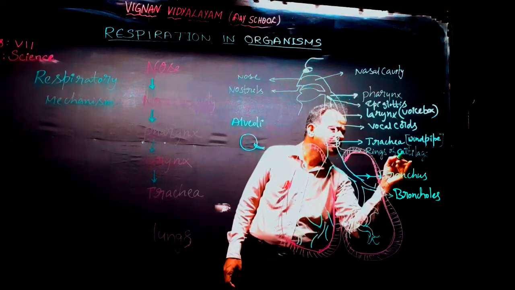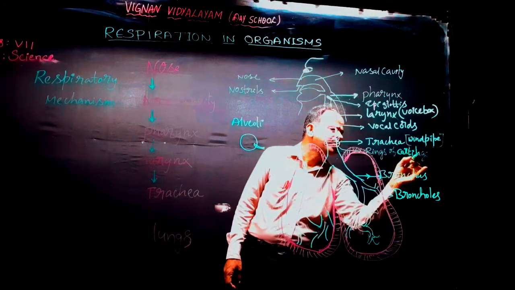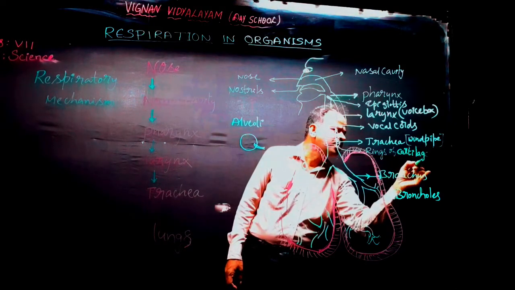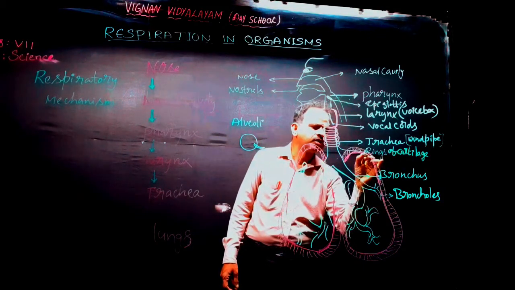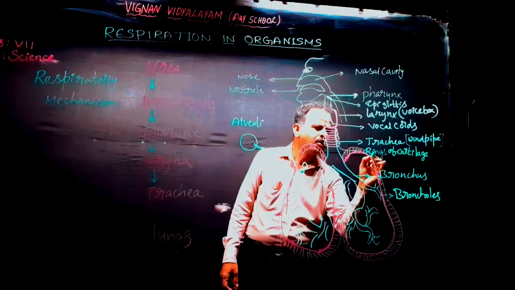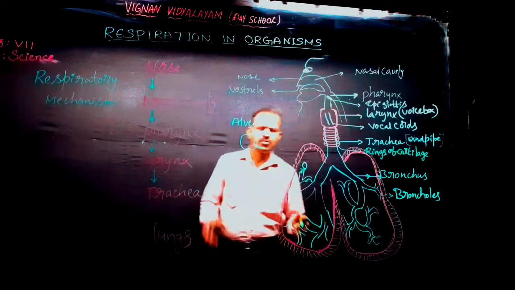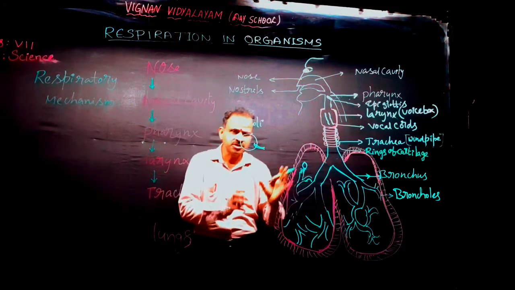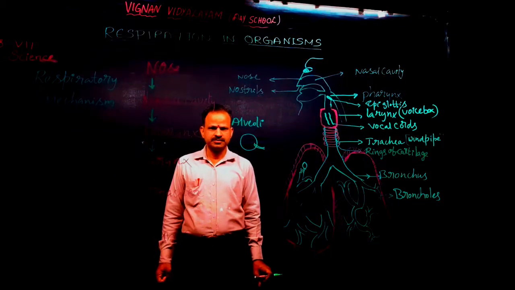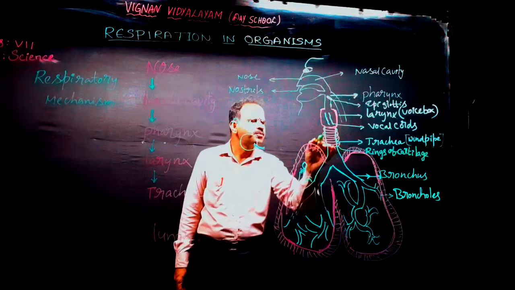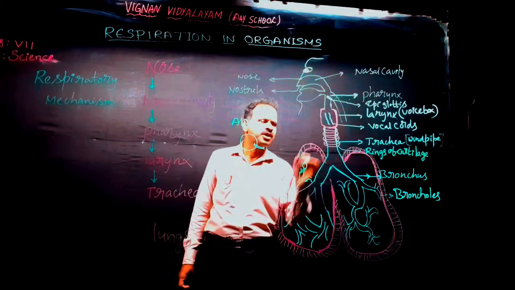This is called cartilage. Children, what is cartilage? I told you in the previous lesson. Cartilage is nothing but soft bone. Bone is hard, but cartilage is very soft. Okay? It gives some support, mechanical support, to the trachea.